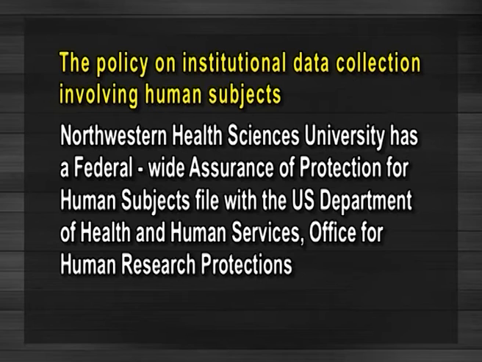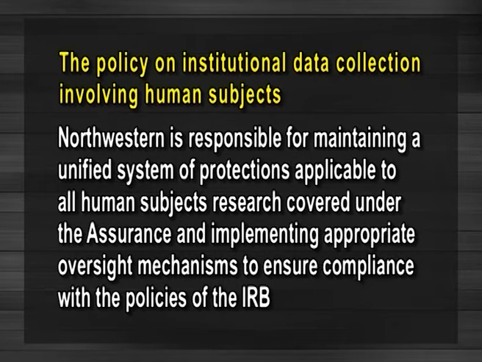Northwestern Health Sciences University has a federal-wide assurance of protection for human subjects file with the U.S. Department of Health and Human Services, Office for Human Research Protections. Northwestern is responsible for maintaining a unified system of protections applicable to all human subjects research covered under the assurance and implementing appropriate oversight mechanisms to ensure compliance with the policies of the IRB.